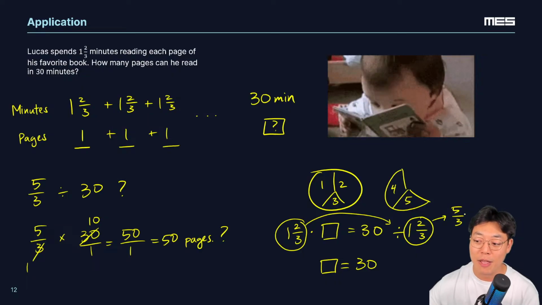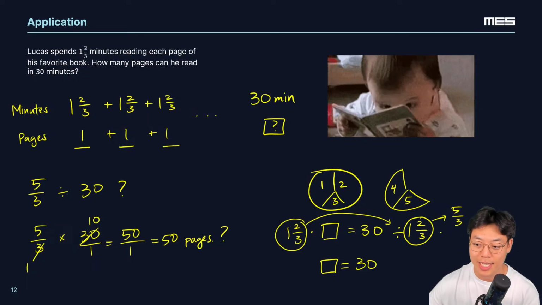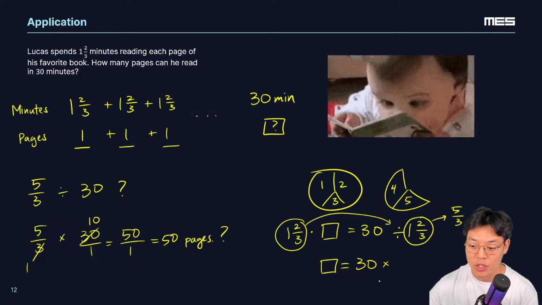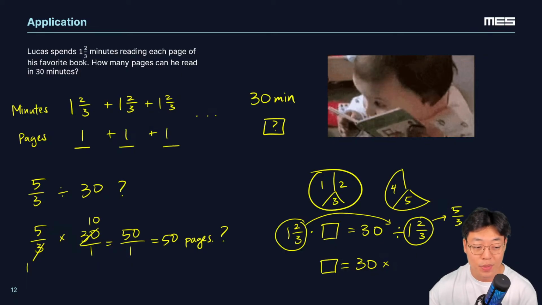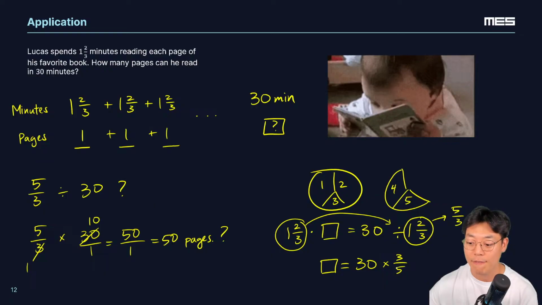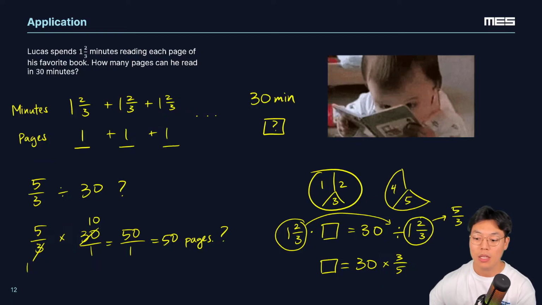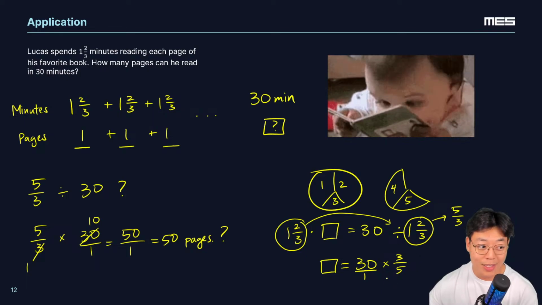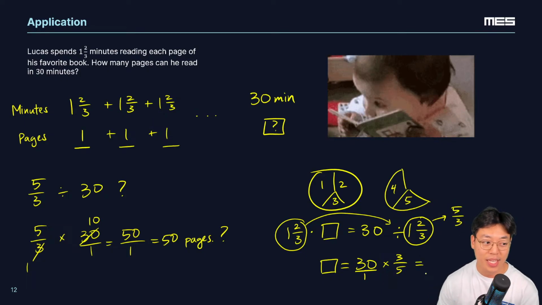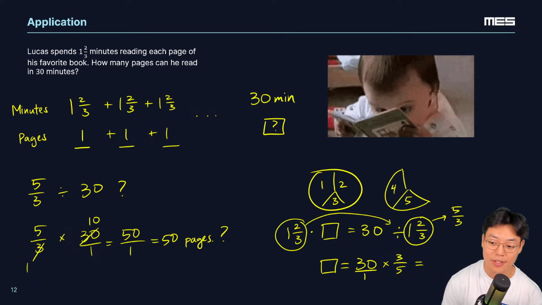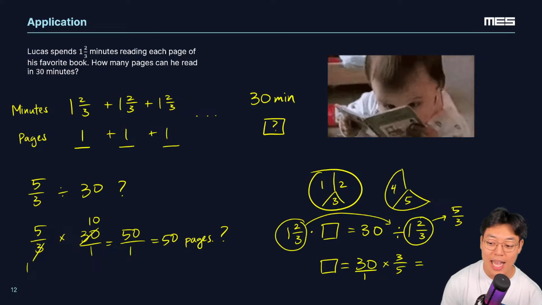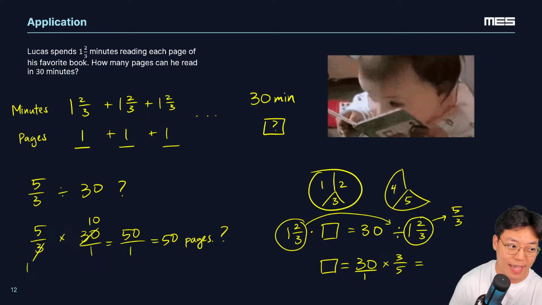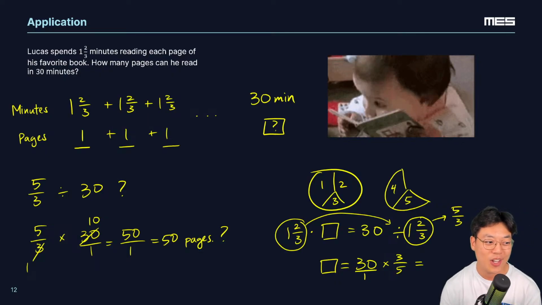So if we're dividing by 5/3 using KCF, keep, change, flip, I keep the 30, I change the division operation to multiplication, and I flip the 5/3 to get 3/5. Now, 30 can be written over 1, and if I multiply this through, what would our final answer be? What would our final answer be here? 30 times 3/5. I want to simplify first, right? Simplify first before you get to that final answer. Great, Chloe. I see you got there already.